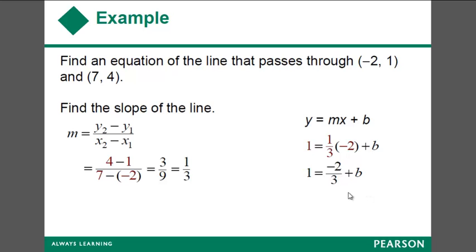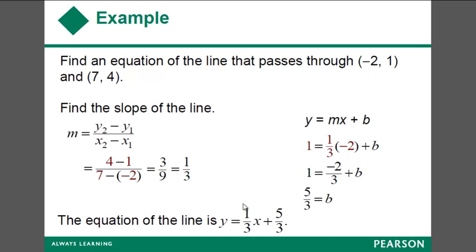If I add 2/3 to both sides, remember I have to get a common denominator. 1 is the same thing as 3/3. So 3/3 plus 2/3 will give me 5/3. So my y-intercept is 5/3. Therefore, the equation of my line will be y is equal to 1/3 x plus 5/3.